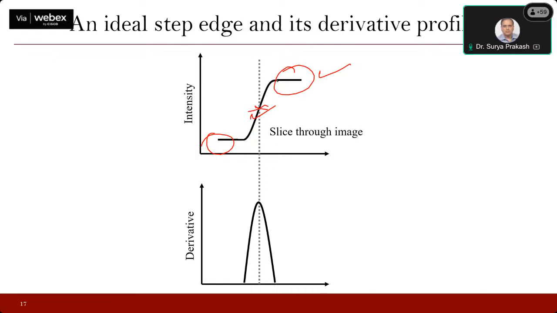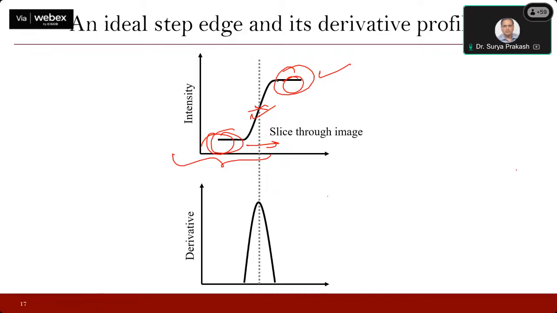So I was just explaining that you have, let's say, the image profile like this, or the intensity profile like this, where on the one side you have one type of intensity, and when you are moving from this side to this side, your intensity changes. So this intensity profile is showing you the change in the intensity.